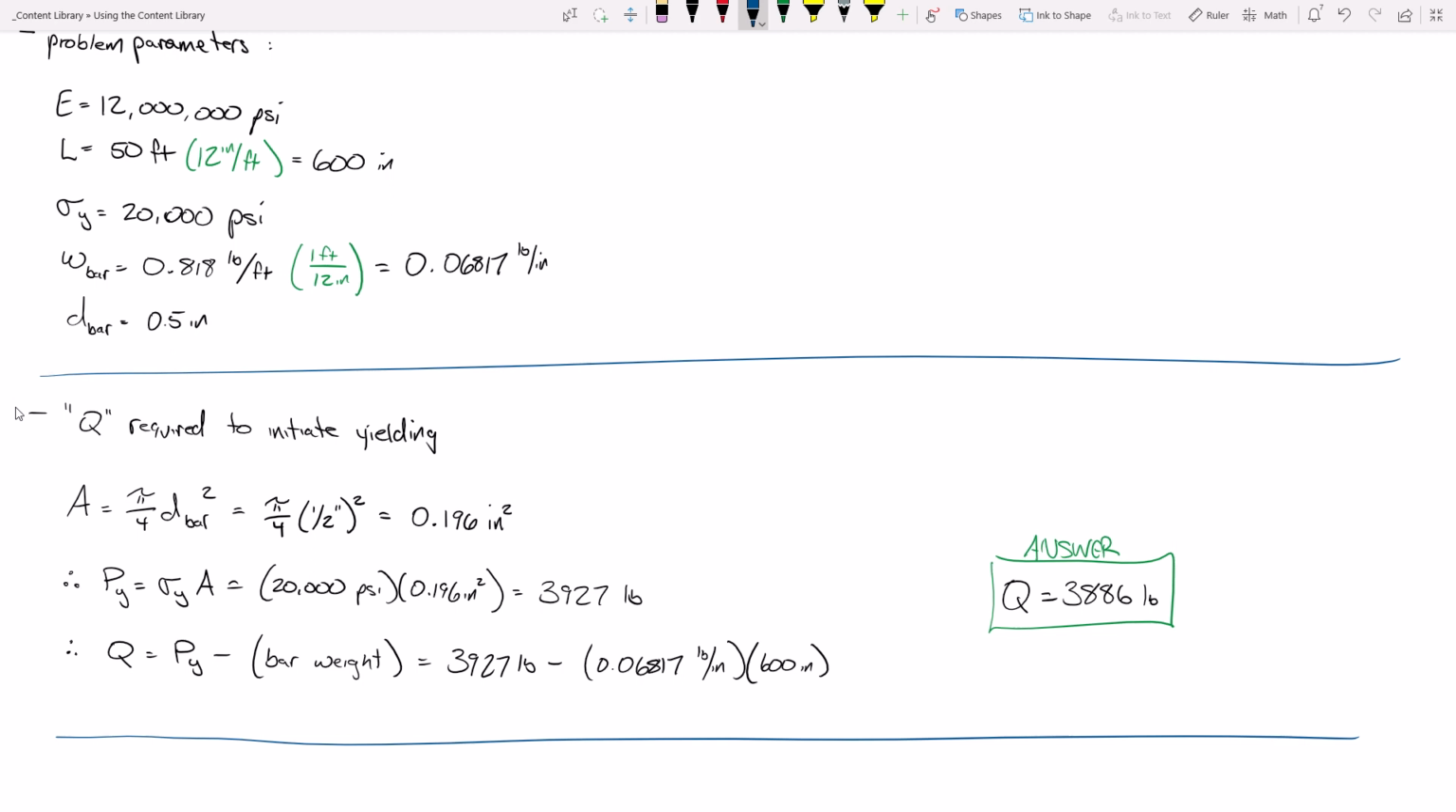Yes, sir. What is the subscript that you have at the beginning, like D subscript squared? I can't tell what that is. Oh, right here, bar, for the diameter of the bar. Okay. Yeah.